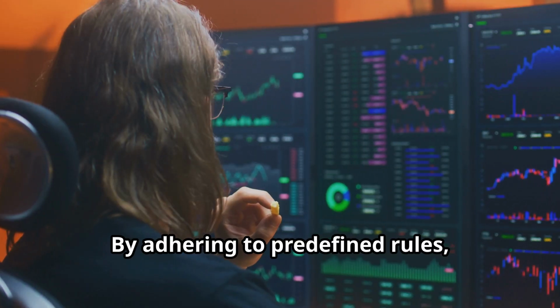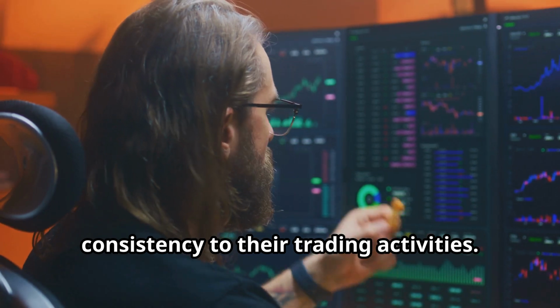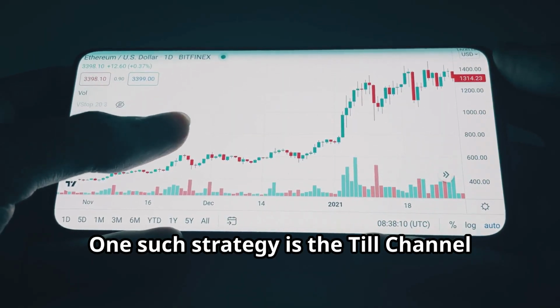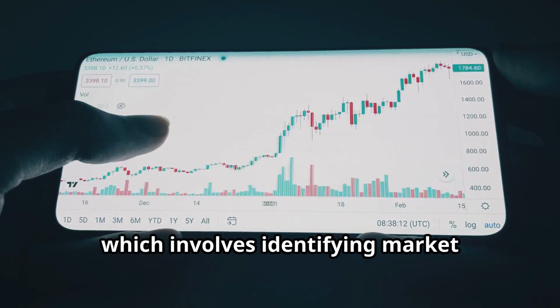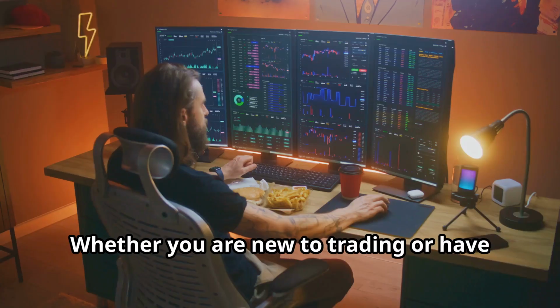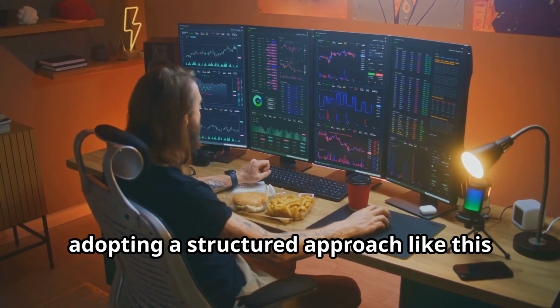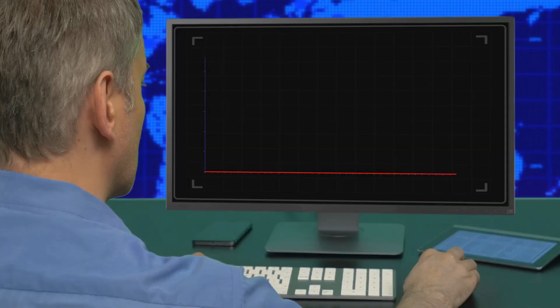By adhering to predefined rules, traders can bring discipline and consistency to their trading activities. One such strategy is the till channel change strategy, which involves identifying market channels and capitalizing on price movements. Whether you are new to trading or have some experience, adopting a structured approach like this can improve your trading outcomes.